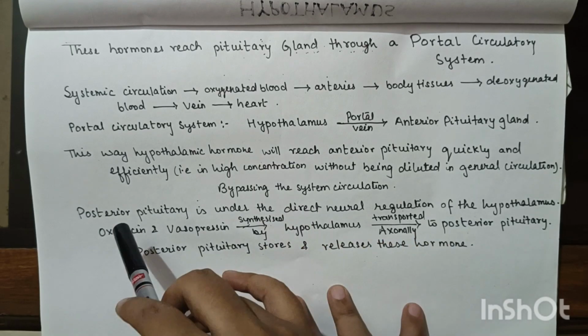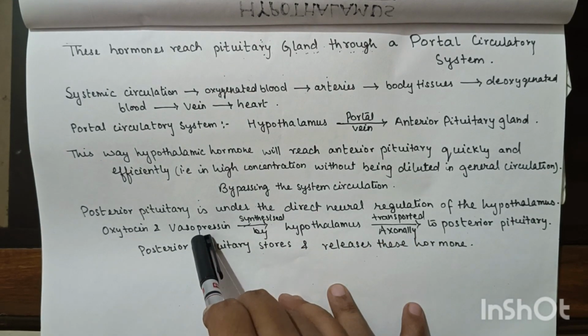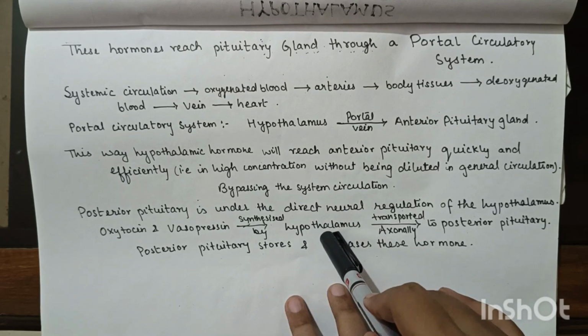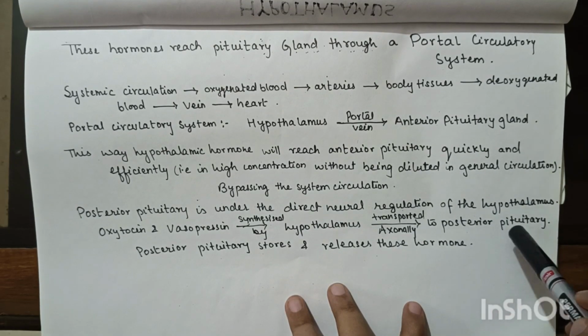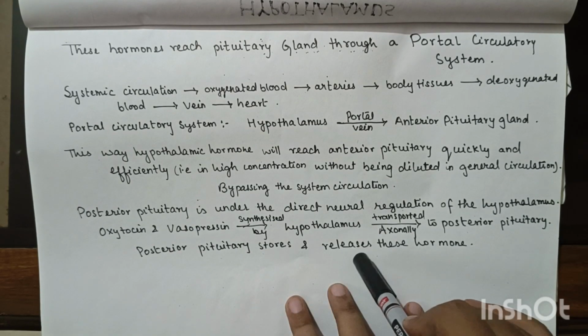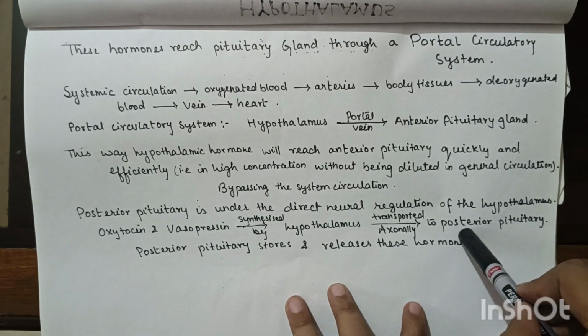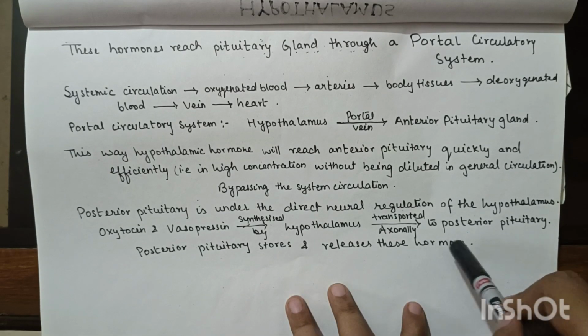We saw in our lecture of pituitary gland that the oxytocin and vasopressin are synthesized by hypothalamus, and these are transported axonally to the posterior pituitary. This posterior pituitary will store and release these hormones. Posterior pituitary will not produce these hormones, but it will store and release these hormones.